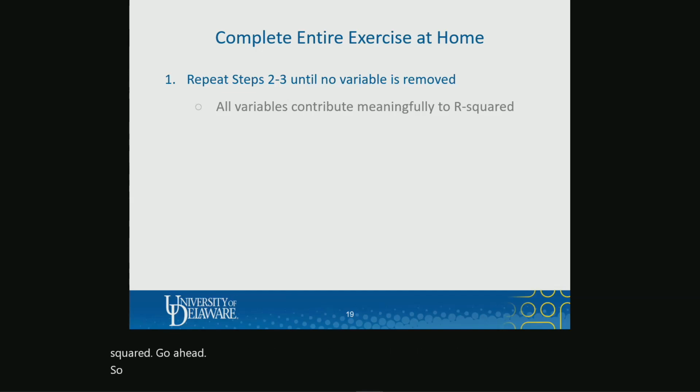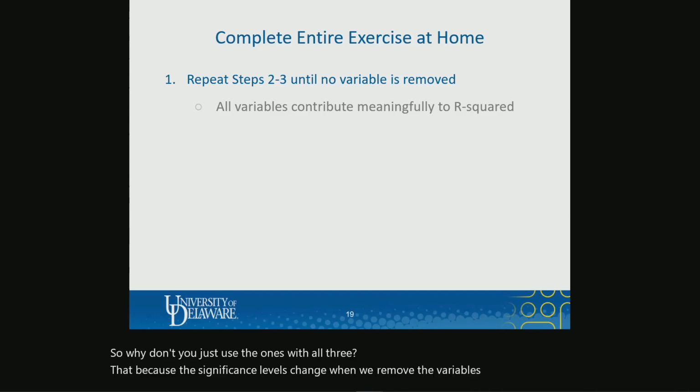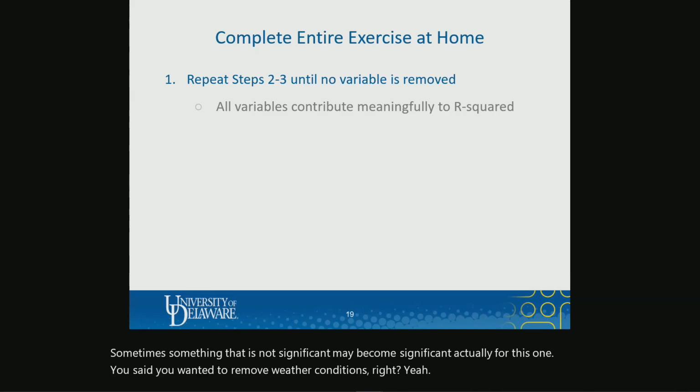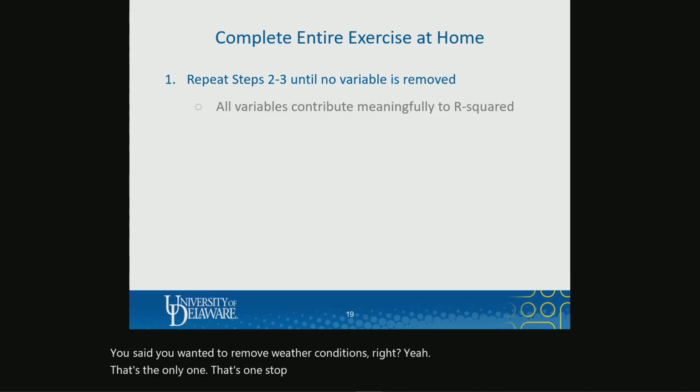So why won't you just use the ones that are all significant? Oh, that's because the significance levels change when we remove the variables. Sometimes something that is not significant may become significant actually. Like for this one, you said you wanted to remove weather conditions, right? Yep. And that's the only one it happened to.